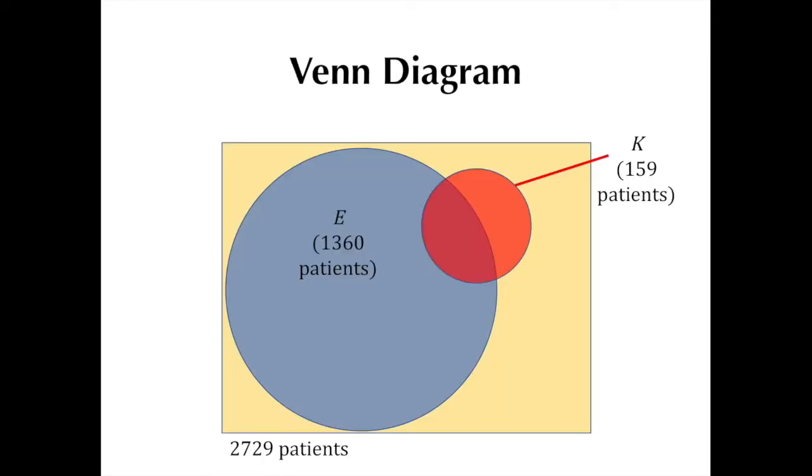So going back to our Venn diagram, if we add the probability of event E and the probability of event K together, the overlap, which is the probability of the intersection of E and K, will be unintentionally counted twice. By subtracting that value from the sum, we now get the correct joint probability of either event E or event K occurring.